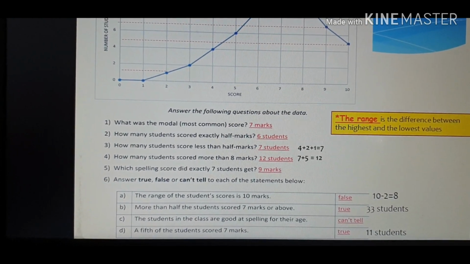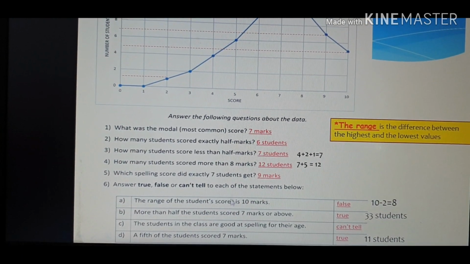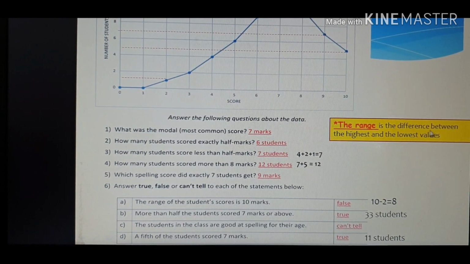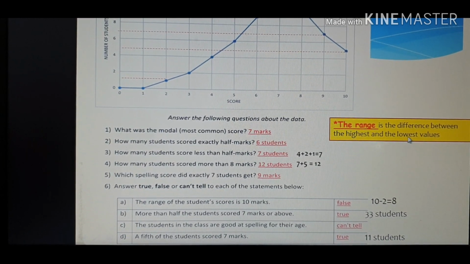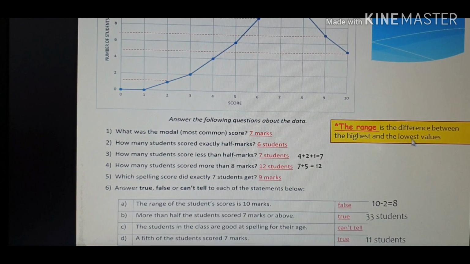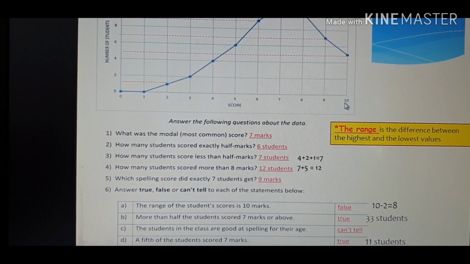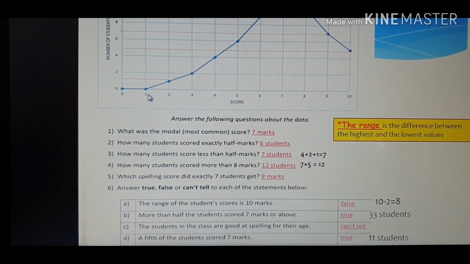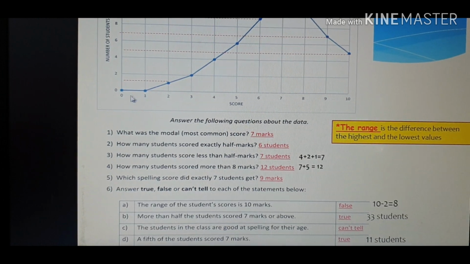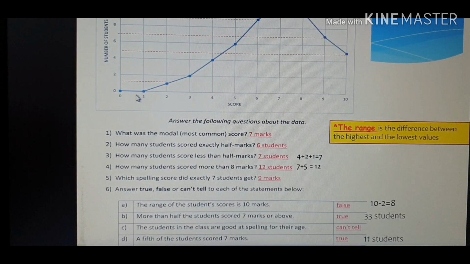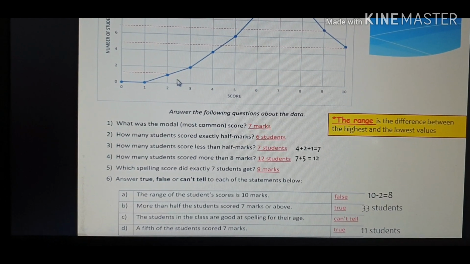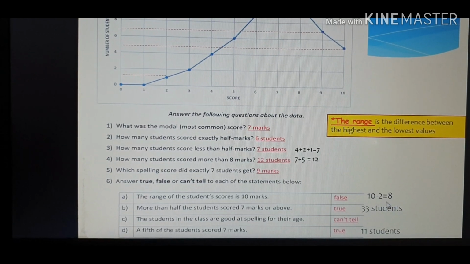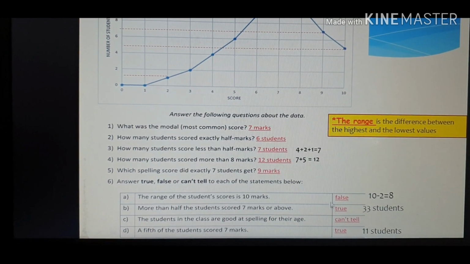True or false? The range of the students' scores is 10 marks. The range is the difference between the highest value and the lowest value. The highest mark is 10. What is the lowest one? It is 2. Why not 1, not 0? Because no students got 0 and no students got 1. So I will subtract 10 marks minus 2 marks, it's 8. So the range is 8, not 10, so it's false.